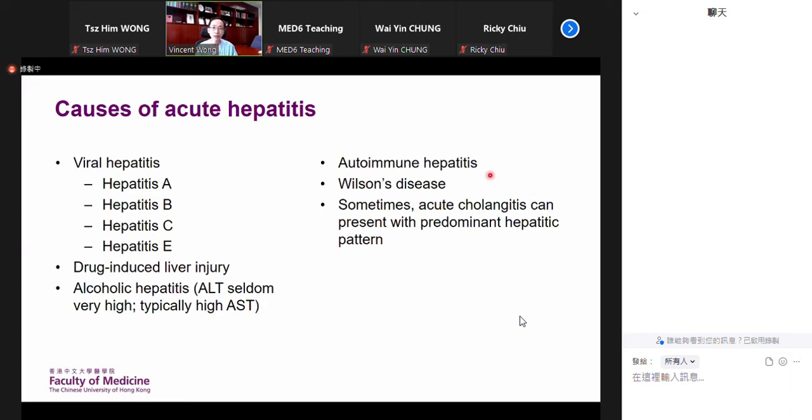Regarding the rarer diseases, autoimmune hepatitis and Wilson's disease can also give you acute hepatitis. And sometimes, although acute cholangitis is due to bile duct obstruction, we know that in some severe cases, the patient may also present with a predominantly hepatic pattern.